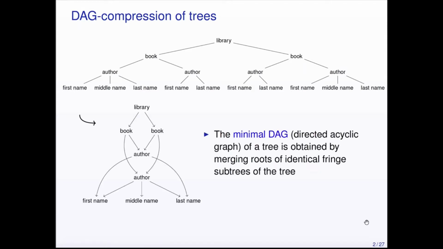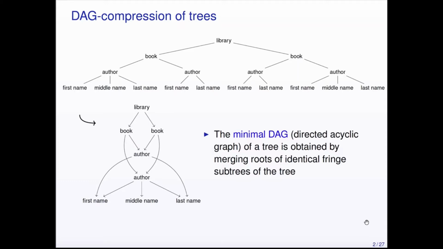Then there's a well-known compression algorithm for trees, which consists in computing the so-called minimal DAG of the tree, where DAG stands for Directed Acyclic Graph. And compression by minimal DAGs has found various applications in several areas of computer science, for example in compiler construction and in XML compression and querying.